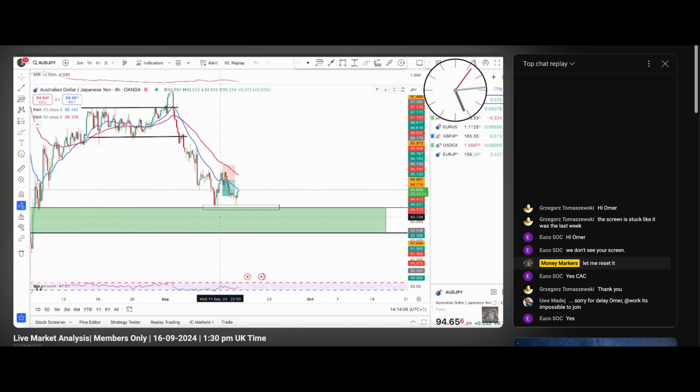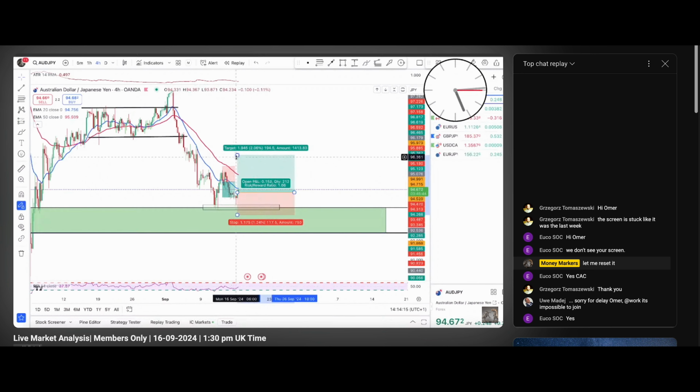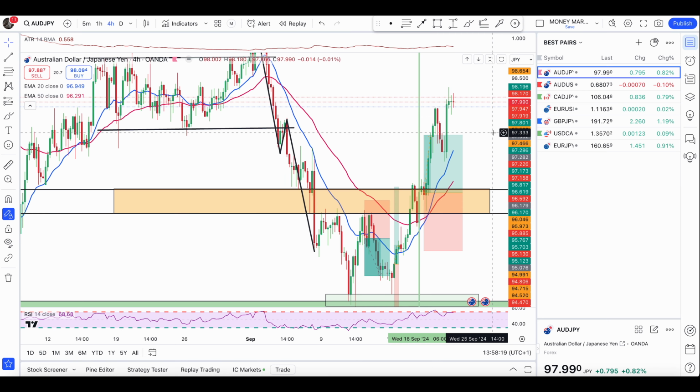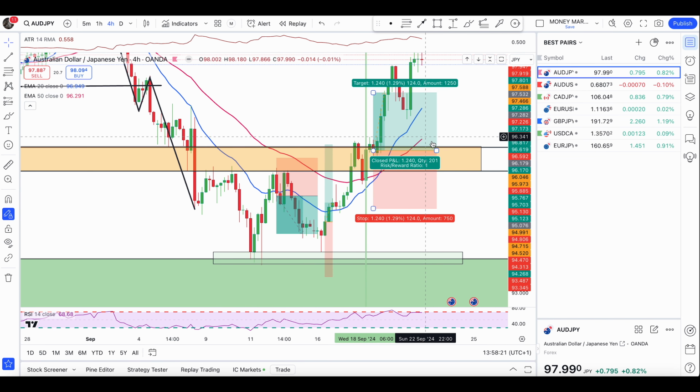Looking at this double bottom pattern, I keep my stop loss below and I will go 1.421 from here. If we have a pullback and price comes back to my entry level, my stop loss is roughly like this, and 1.421 looks like this. Nice one. So as you can see, the trend has been shifted.